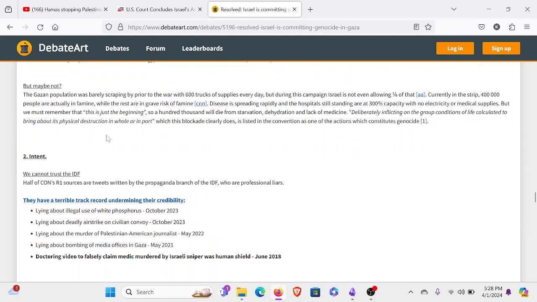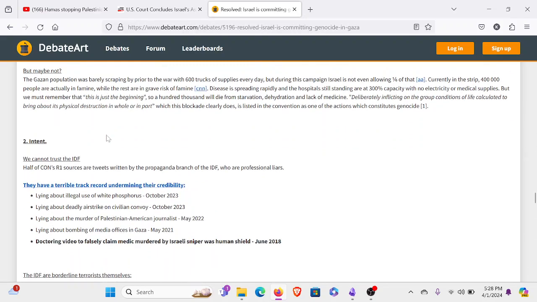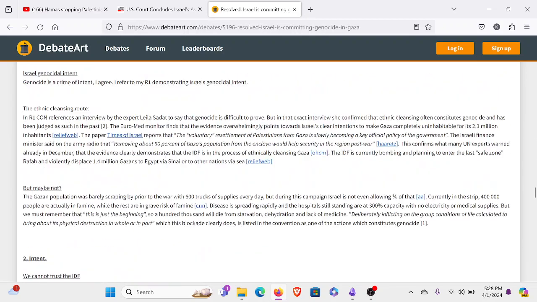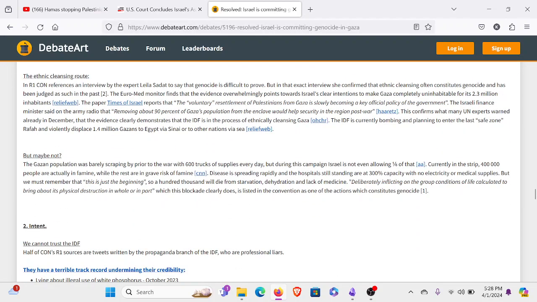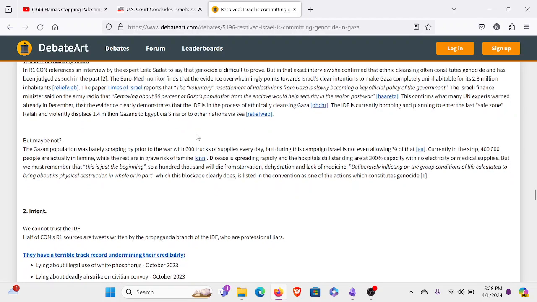I wonder what his responses are, though. Let's take a look. We cannot trust the IDF. Yeah, I told you he'd point that out. Ethnic cleansing route. Has been judged in the past year. Khan referenced an interview by experts that genocide is difficult to prove. She confirmed ethnic cleansing often constitutes genocide and has been judged. Yeah, of course, ethnic cleansing is genocide. I don't know that anybody would disagree with that, dude.